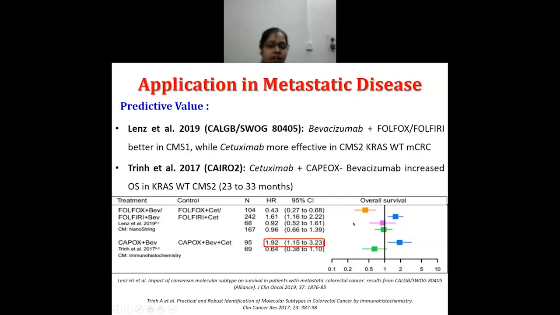A study conducted by Trin et al. in 2017, the CAIRO2 study, showed that cetuximab addition to CAPOX and bevacizumab increased overall survival. In the KRAS wild-type CMS2 variant, survival increased from 23 to 33 months.